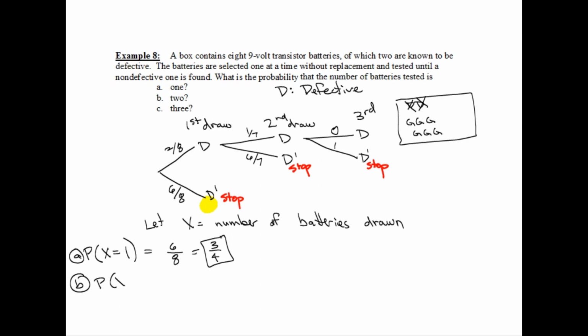The probability of drawing 2 batteries, this means we're going to stop after the second draw. So we're going to have to multiply along the tree here to here, and then we had to stop. So here this is going to be 2/8 times 6/7, which is 6/28, which is 3/14.